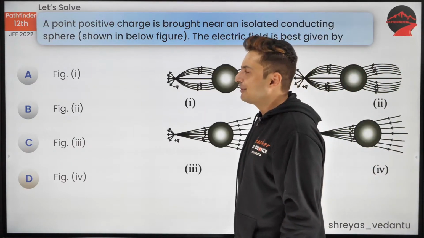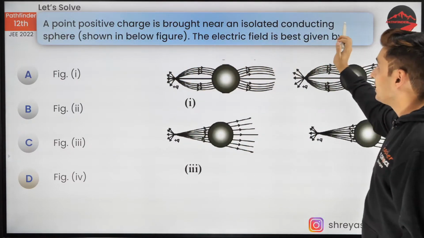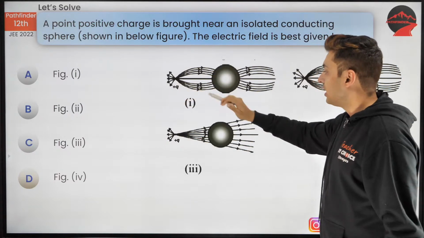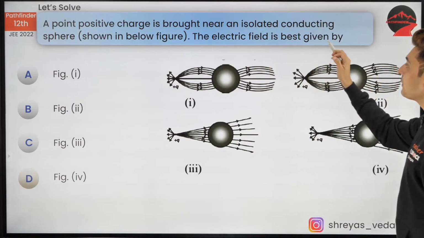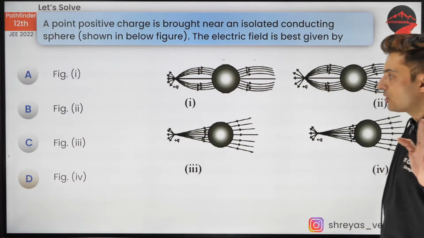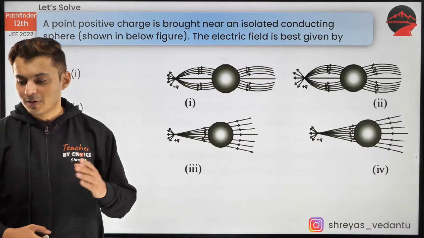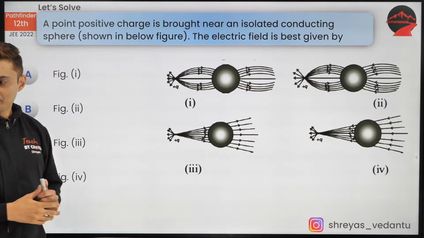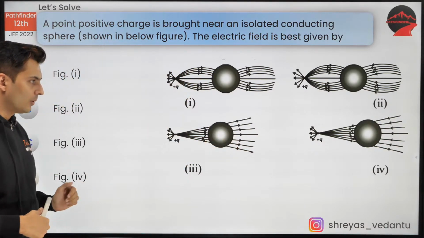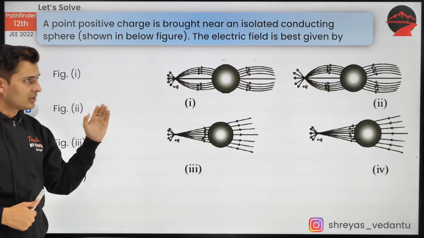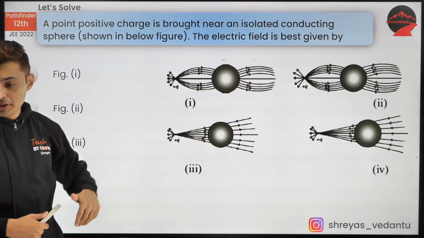Okay, next question, guys, coming up on your screen. A point positive charge is brought near an isolated conducting sphere. The electric field is best represented by which of the following diagrams? Come on, think about it. Is it figure 1? Is it figure 2? Is it figure 3? Or is it figure 4? Which diagram best represents the field due to a point charge and a conducting sphere? Come on, think about it. Use all the properties.